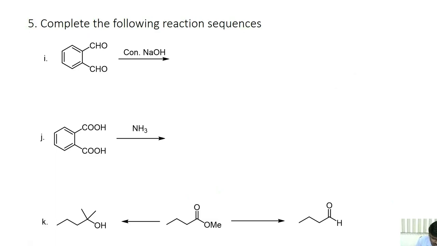Here the reaction of the aldehyde with concentrated sodium hydroxide is shown. Whenever you have an aldehyde, it may or may not have the alpha hydrogen atom. For example, this aldehyde has the alpha hydrogen atom. This can undergo aldol reaction.